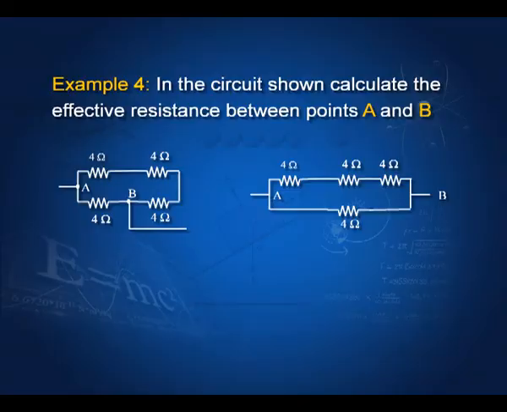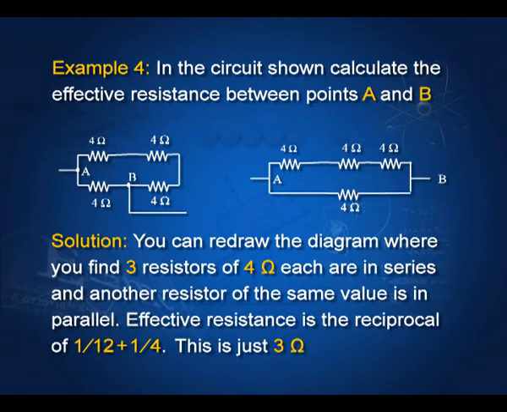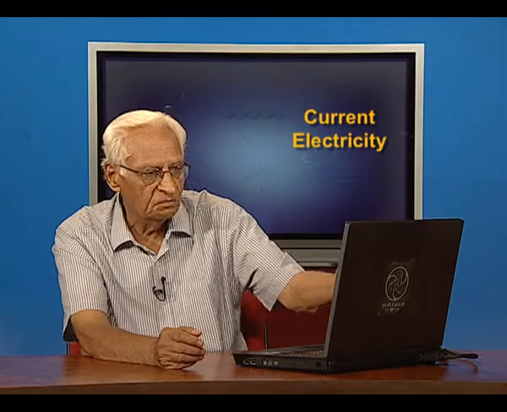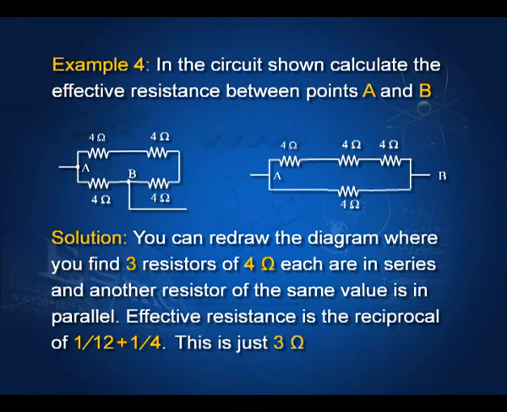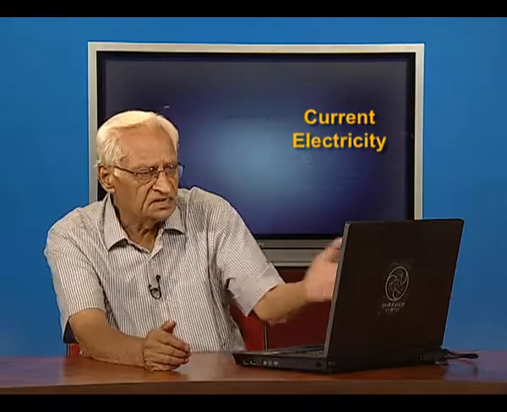Sometimes you will get a confusing thing like this. The examiner will ask, what is the effective resistance between points A and B? If you just think a bit, you can redraw this circuit. This resistance and this resistance are in series, and these 3 are in parallel with this. So, they are 4 plus 4 plus 4, 12. So, 1 by 12 plus 1 by 4, and the reciprocal of that is just 3 ohms. So, the effective resistance between points A and B is just 3 ohms.